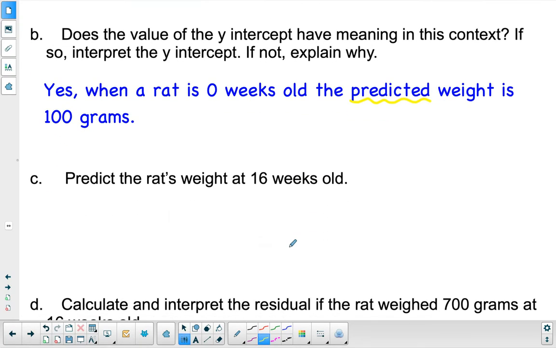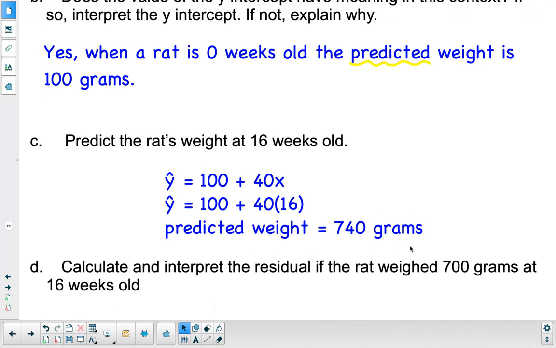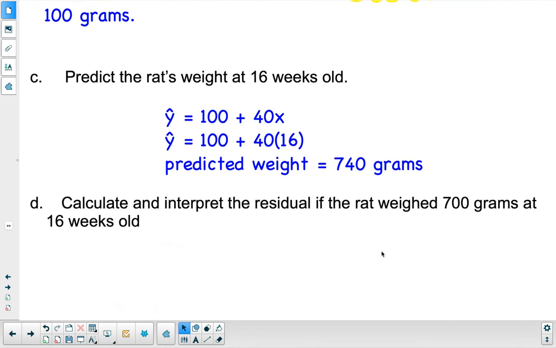Predict the rat's weight at 16 weeks old. So they're giving us an input and we're finding the output. Now, when you're making this prediction, just make sure you put the hats on the y's because you are predicting it. Don't just write y equals. Your predicted y, your estimated y. Y hat is 100 plus 40 times 16. So your predicted weight, or you could write weight with a hat over it, is 740 grams. Make sure you put units.